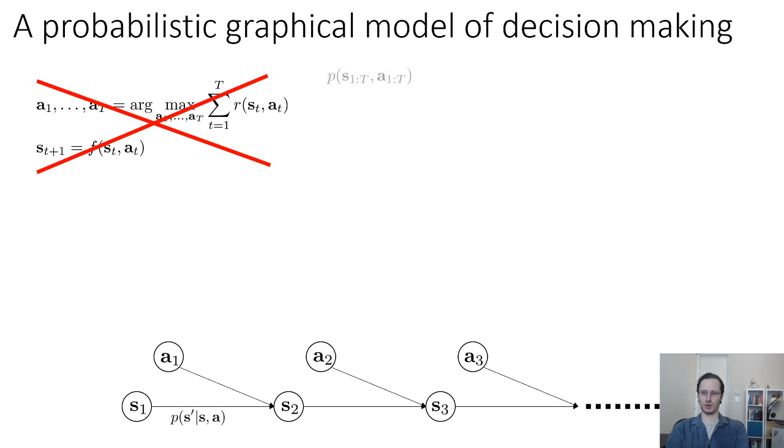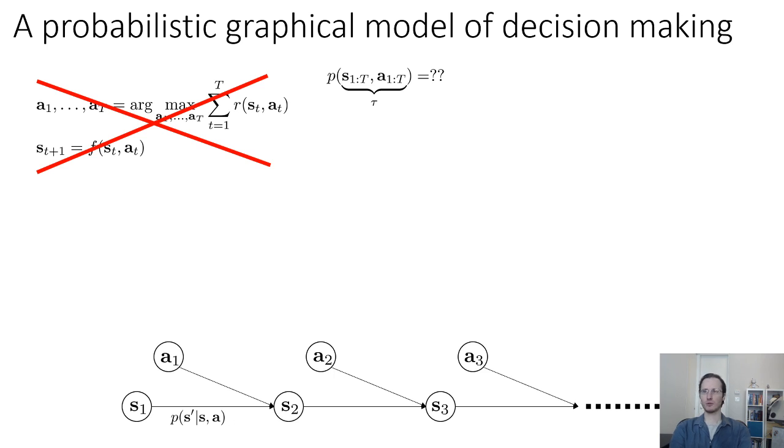And so far we have the transition probabilities, P of S prime given S comma A. And our goal will be to model joint distributions over trajectories, so P of S1 through T and A1 through T. That's our trajectory tau. So what can we set this probability to?